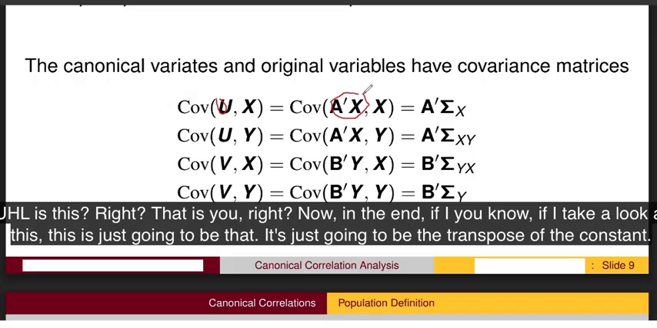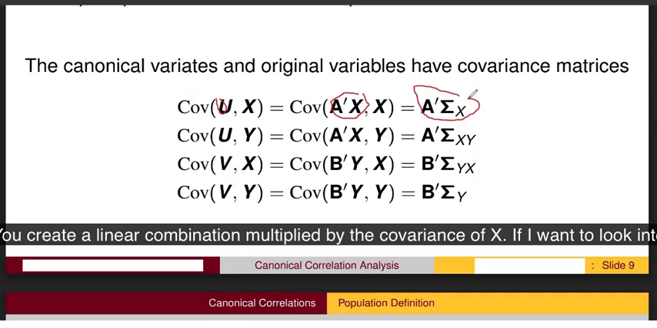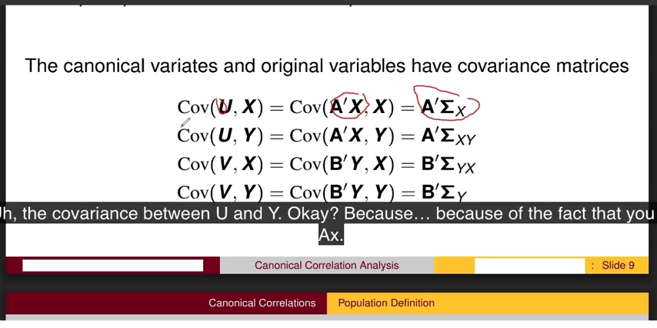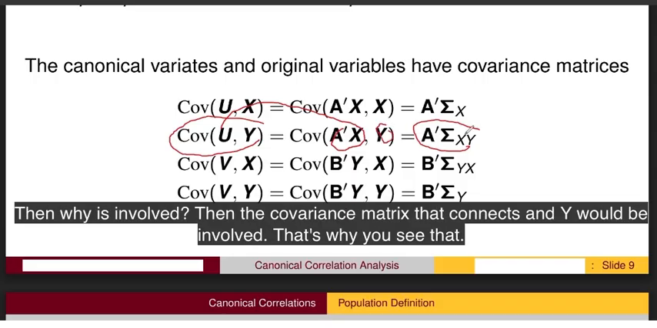That is U, right? Now, in the end, if I take a look at this, this is just going to be the transpose of the constant, the linear combination, multiplied by the covariance of X. If I want to look into the covariance between U and Y, because U is AX, and then Y is involved, then the covariance matrix that connects X and Y would be involved. That's why you see that.